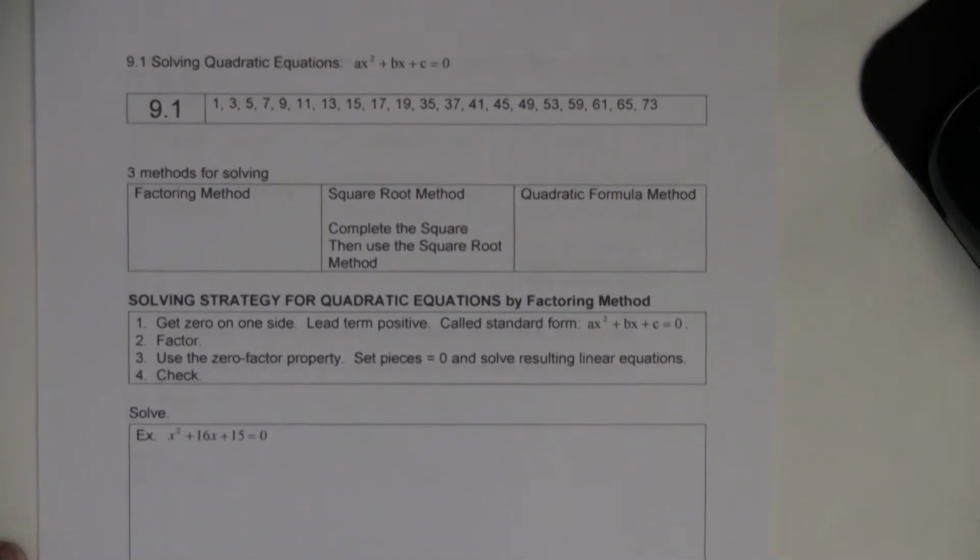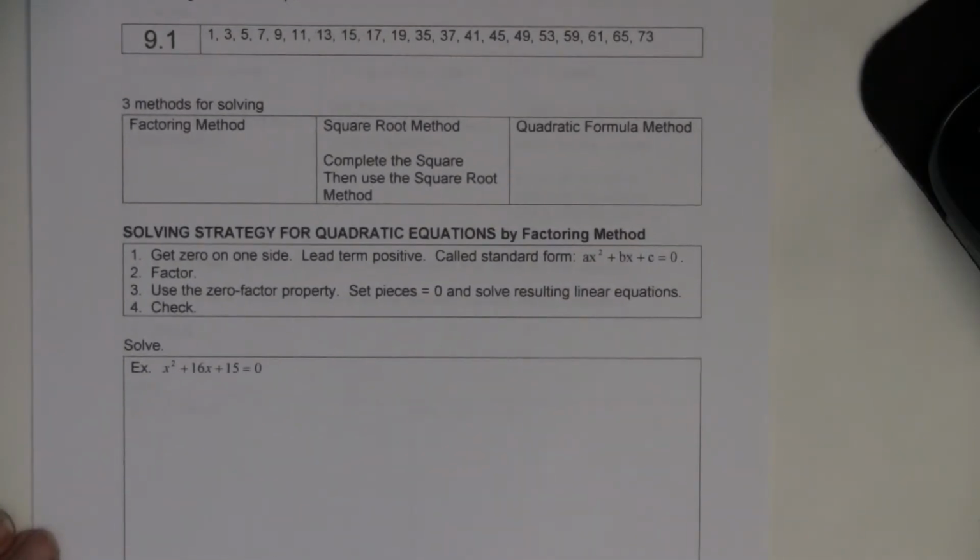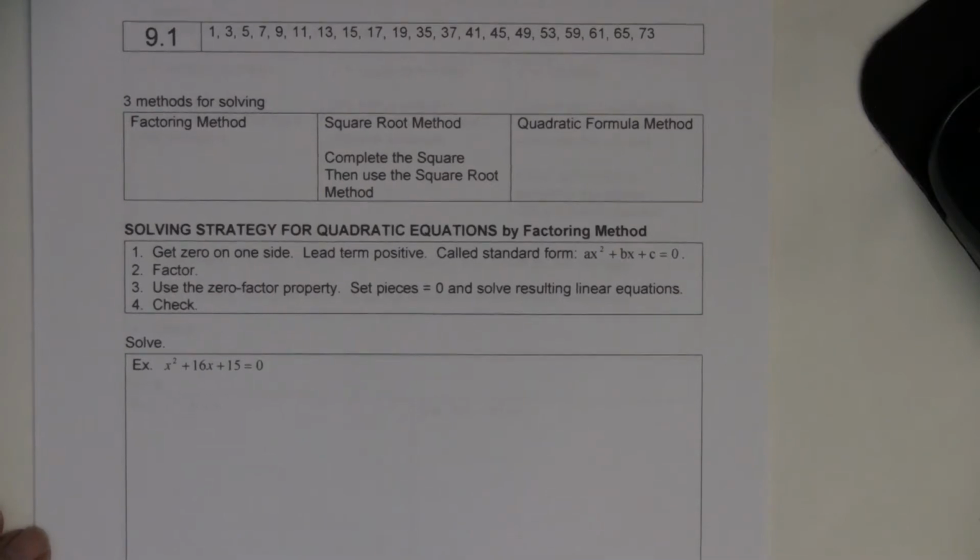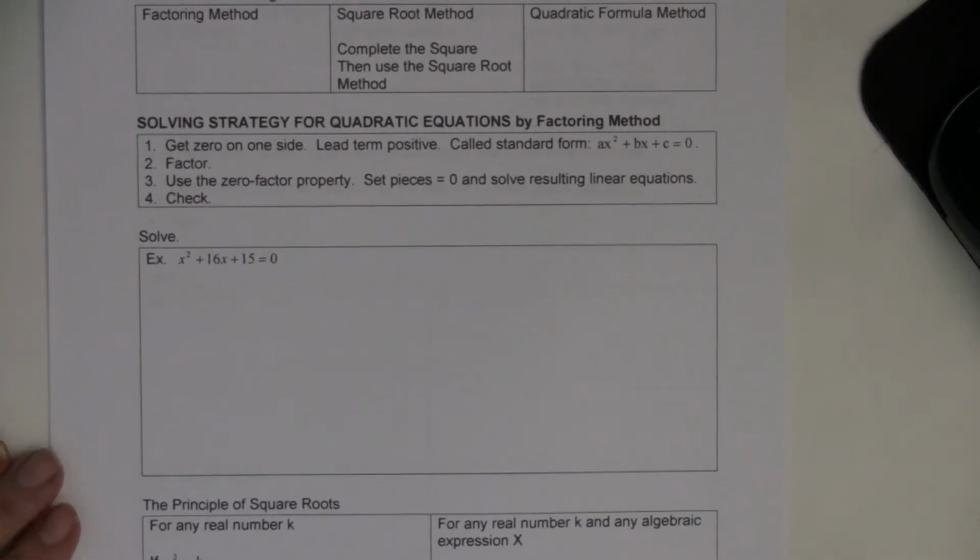Remember how you solve a quadratic equation by factoring? You get 0 on one side. You want your lead term to be positive. That's called standard form. You factor it, and then you use the zero factor property. That's where you set the pieces equal to 0 and solve the resulting linear equations. And then you check to make sure that you haven't made a mistake. There shouldn't be any extraneous solutions, so you are just checking to see if you made a boo-boo.